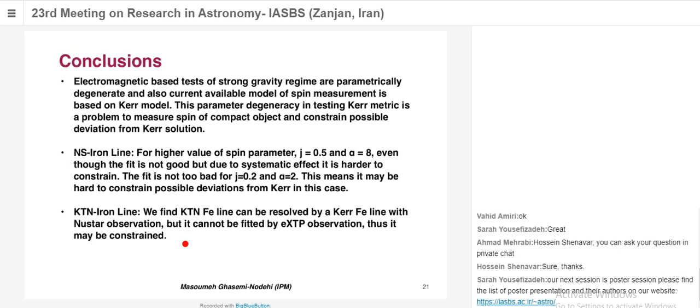For the KTN iron line, we find that the KTN iron line can be resolved by a Kerr iron line with NuSTAR observation. There is parameter degeneracy here, but it cannot be fitted with eXTP observation, so it may be constrained.